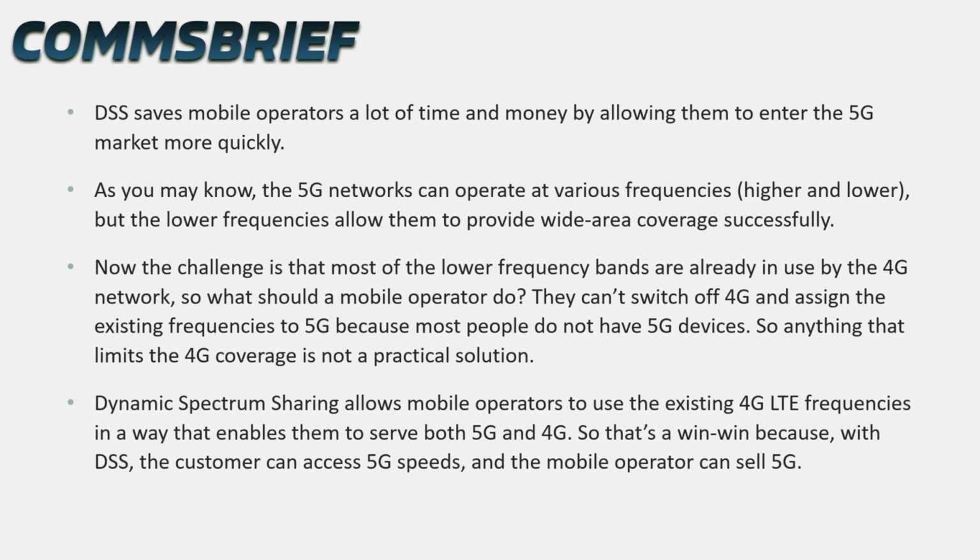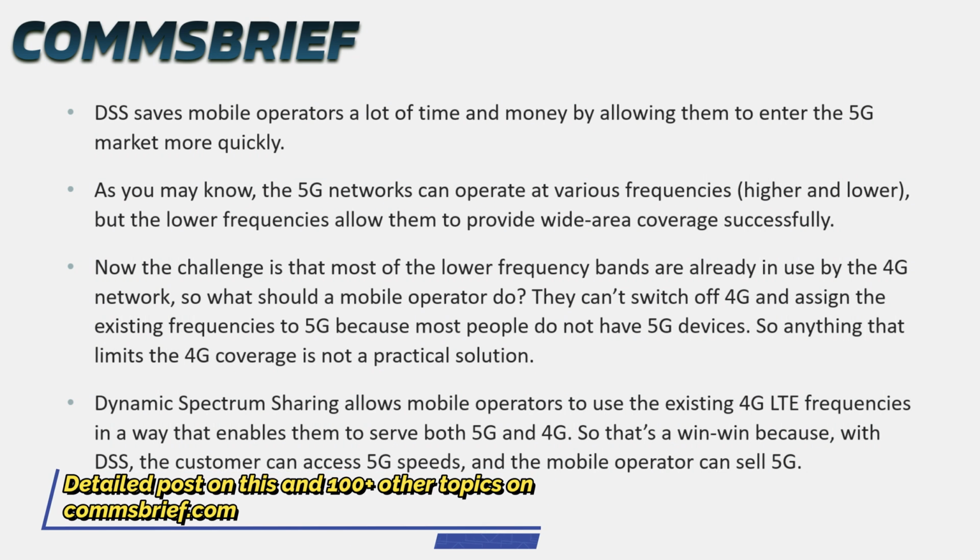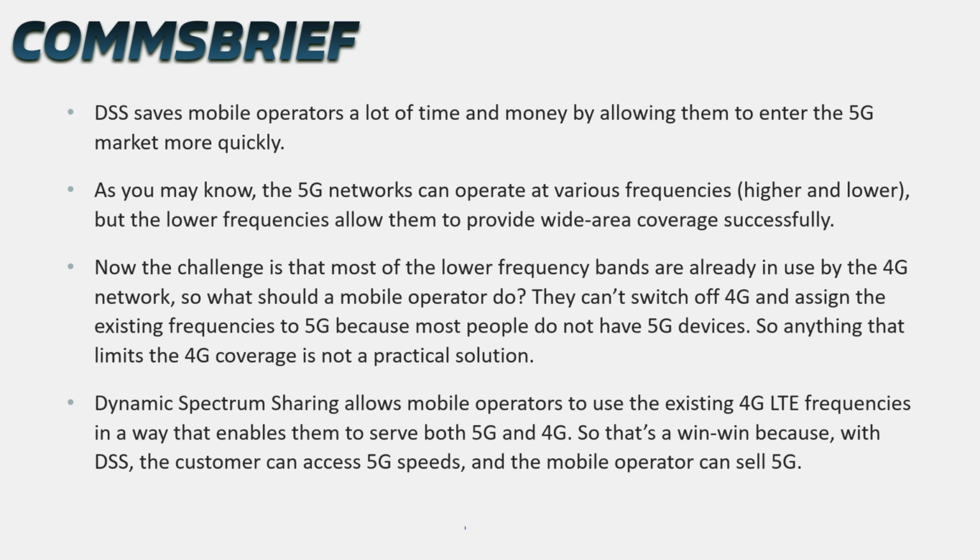By now I'm sure you have a good idea of why DSS is used, but let's summarize things. DSS saves mobile operators a lot of time and money by allowing them to enter the 5G market more quickly. As you may know, 5G networks can operate at various frequencies, higher and lower, but the lower frequencies allow them to provide wide area coverage successfully. Now, the challenge is that most of the lower frequency bands are already in use by the 4G networks, so what should a mobile operator do in that situation? They can't just switch off 4G and assign the existing frequencies to 5G because most people do not have 5G phones. So anything that limits the 4G coverage is not a practical solution.